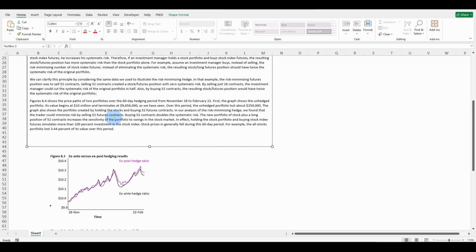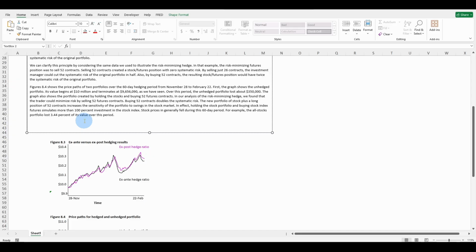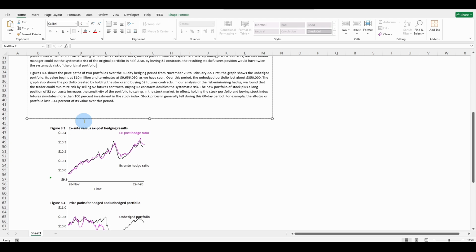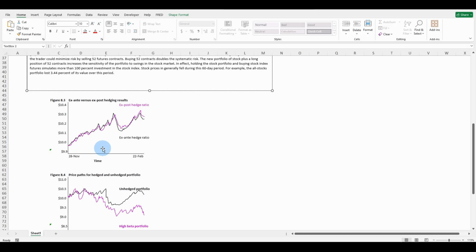In our analysis of the risk minimizing hedge, we found that the trader could minimize risk by selling 52 futures contracts. Buying 52 contracts doubled the systematic risk. Yeah, we know that. The new portfolio of stock plus a long position of 52 contracts increases the sensitivity of the portfolio to swings in the stock market. Okay, in effect, holding the stock portfolio and buying stock index futures simulates more than 100% investment in the stock. Well, that's clear. So a little common sense would say, yeah, I'm going to just double up. Well, you could do the same thing. You can go long options and create the same type of environment.